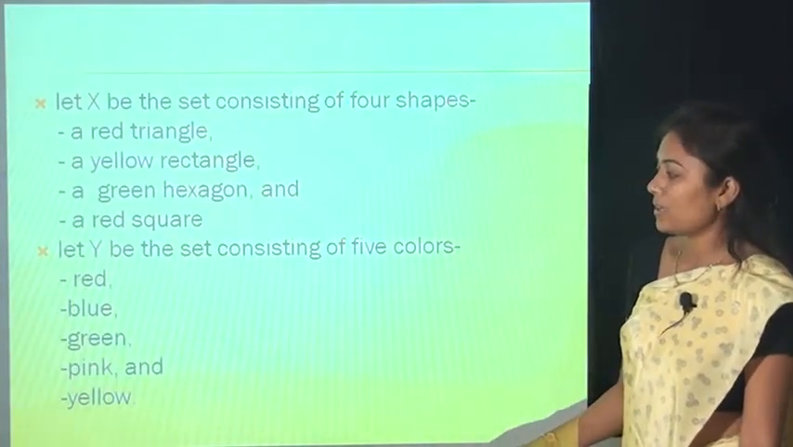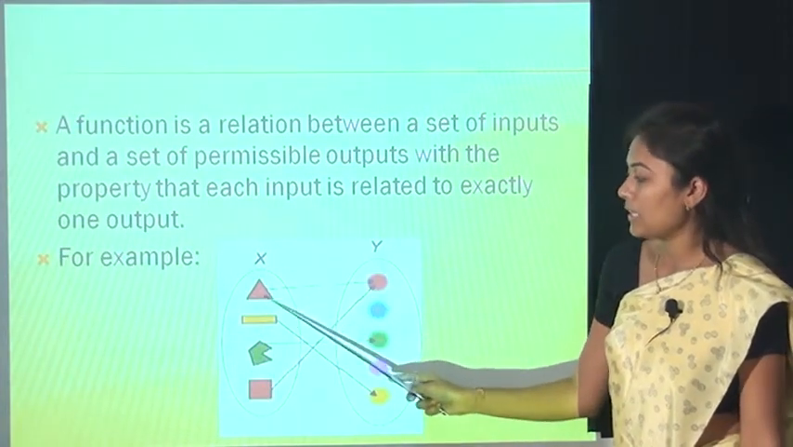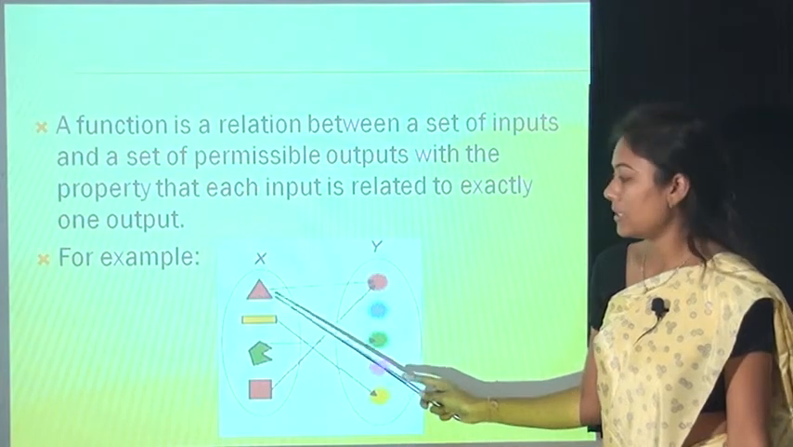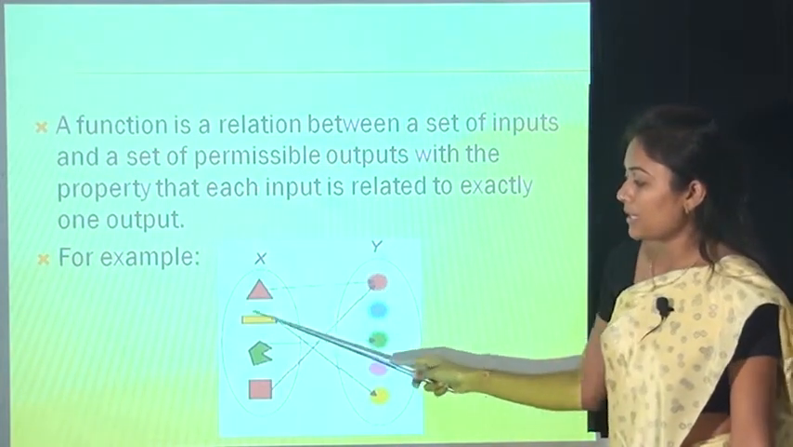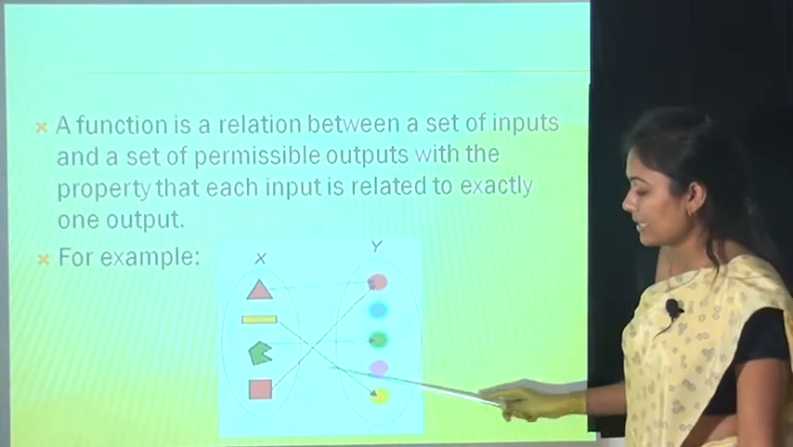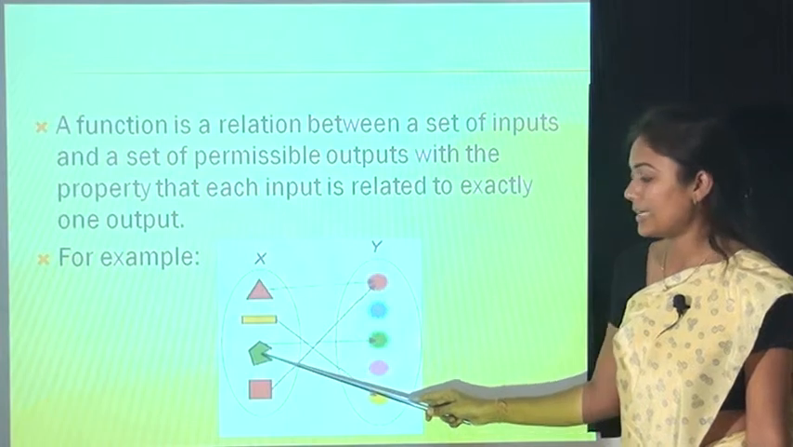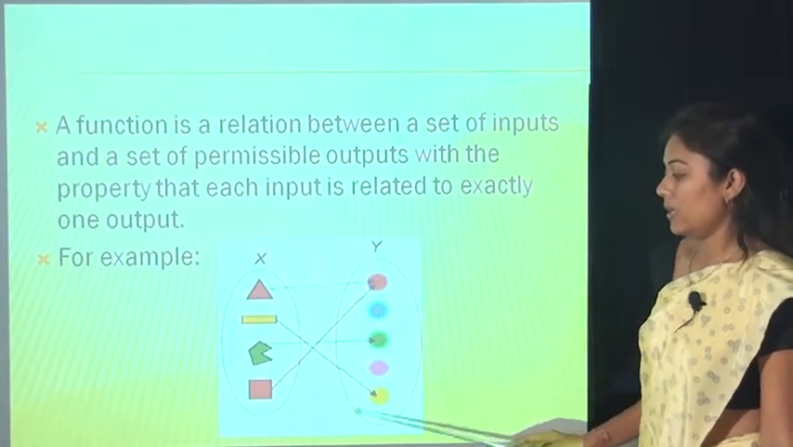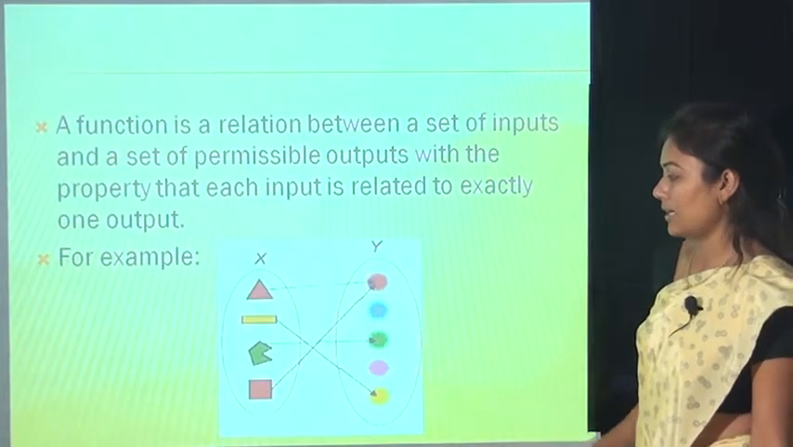You can see in our figure, there is first a triangle. The triangle is in red color and it is linked to a red color. Similarly, the rectangle is in yellow color, it is linked to a yellow color, and the hexagon is in a green color, it is linked to the color green. The square is in red color and it is linked to also a red color.